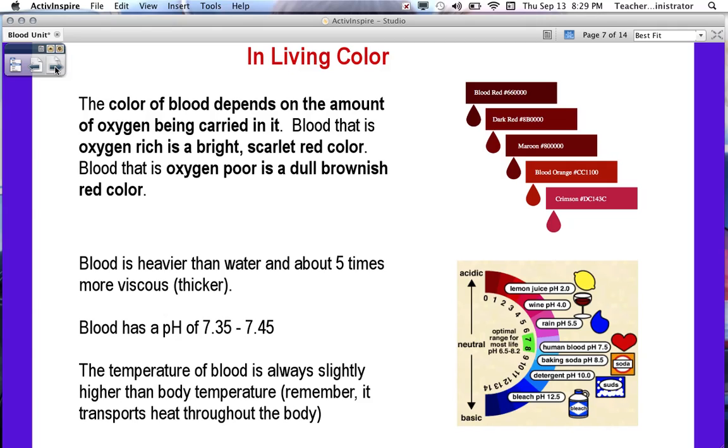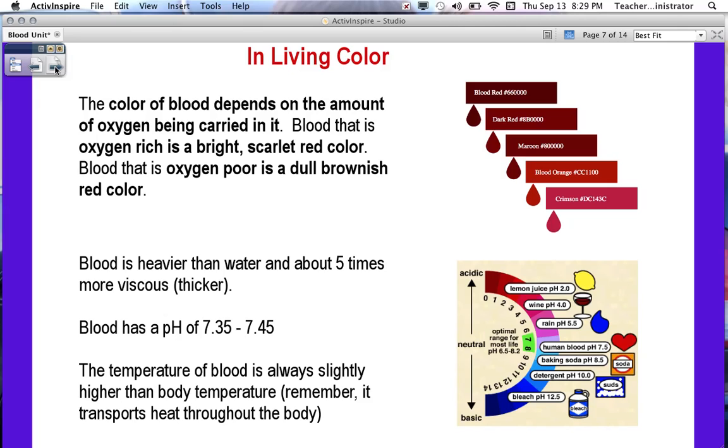The color of your blood, of course it's red, but it can vary greatly from really bright scarlet red to a really dull brownish red. And what determines the color of your blood is how much oxygen is being carried in it. So if you were going to cut yourself and you were going to bleed, a lot of times you're going to see a darker red blood.